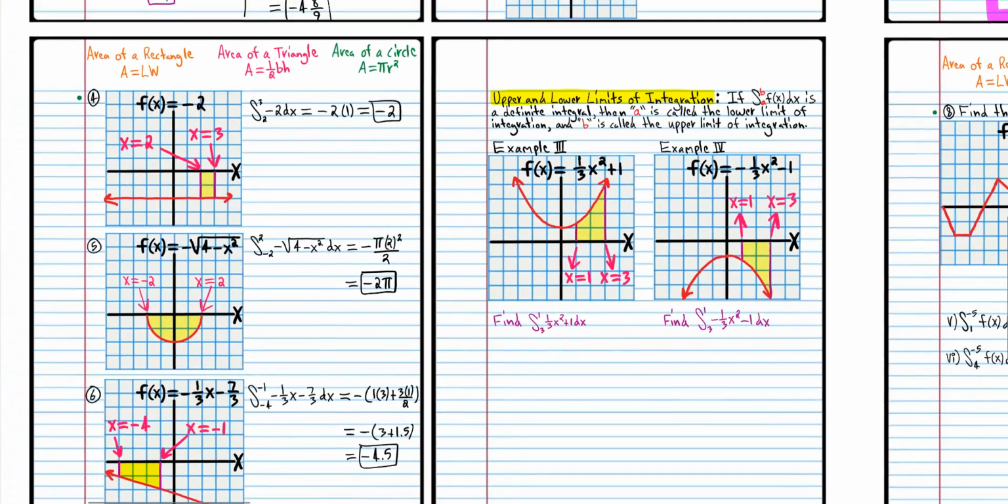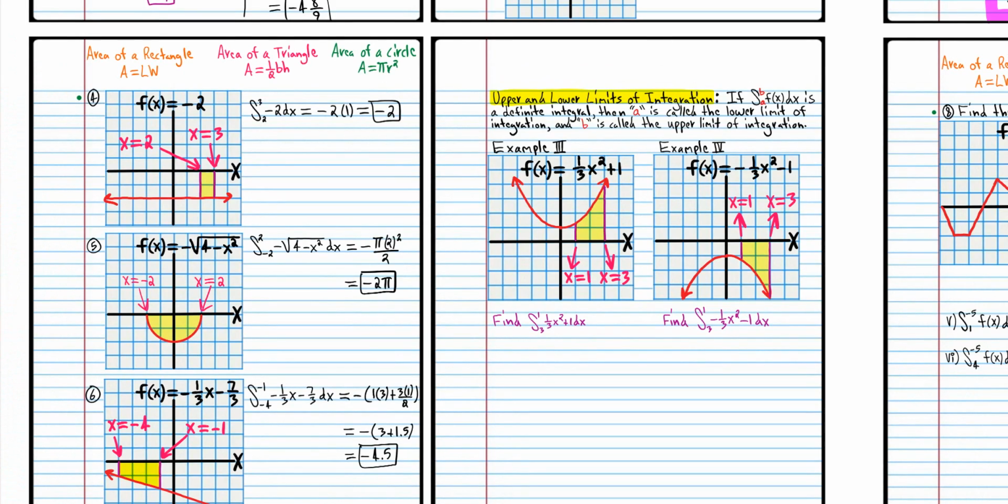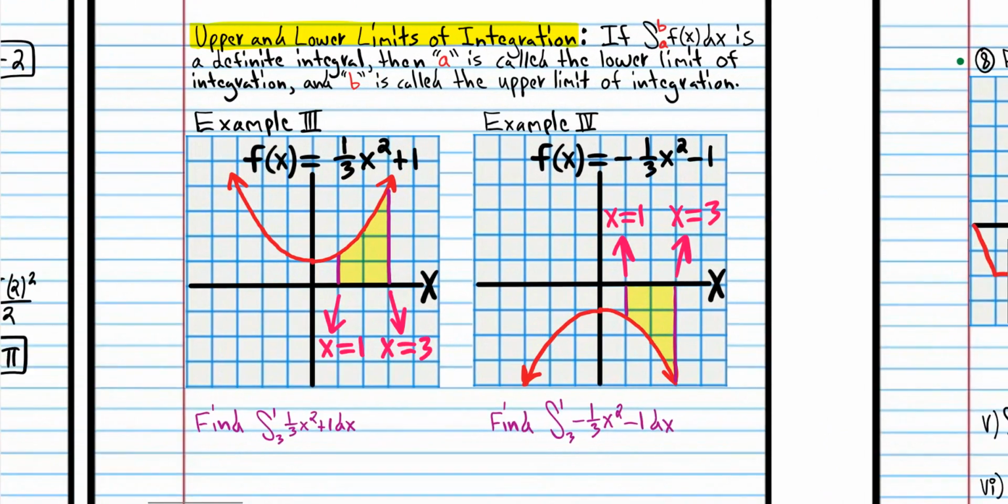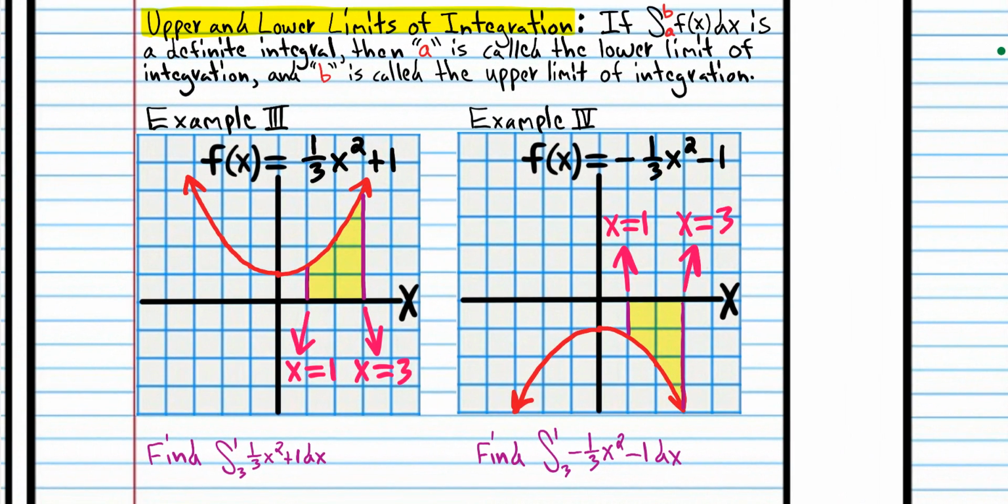Okay, so that's what you get when you're trying to find area that's under the x-axis. It's negative. The integral is going to be a negative value.